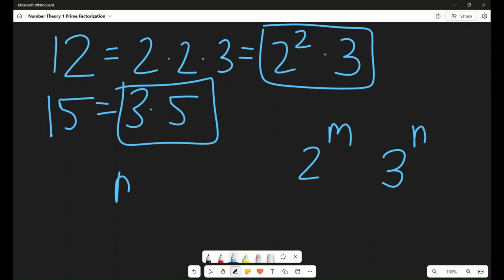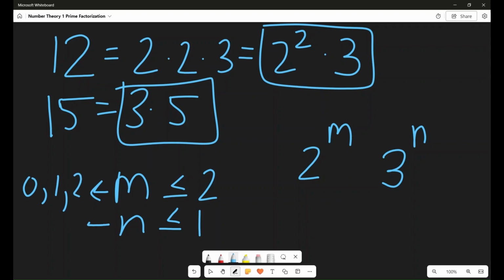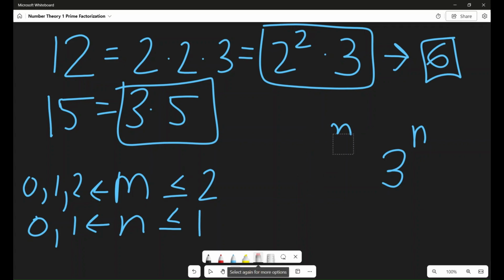Well, m has to be less than or equal to 2, because otherwise this number cannot be a factor of 12. And similarly, n has to be less than or equal to 1. So the possible values of m are 0, 1, 2, and the possible values of n are 0 and 1. And then if you multiply 3 and 2, you get 6. And it turns out 12 does have 6 divisors. So we found an algorithm that's very important in MATHCOUNTS and AMC 8 to determine the number of factors for a number. So let's try this again with 15.